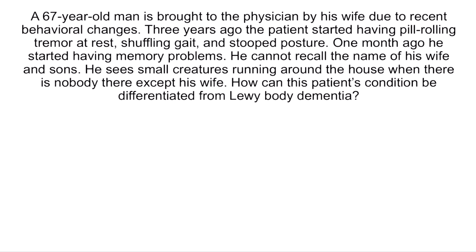The patient started having pill-rolling tremor at rest, shuffling gait, and stooped posture 3 years ago. This description is consistent with Parkinson's disease. Now he has memory problems. He cannot recall the name of his family members, and he has visual hallucinations.